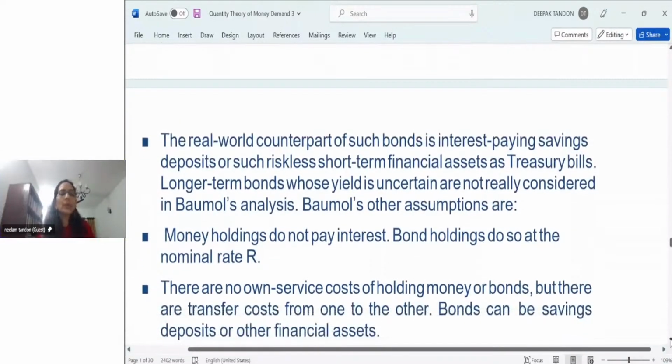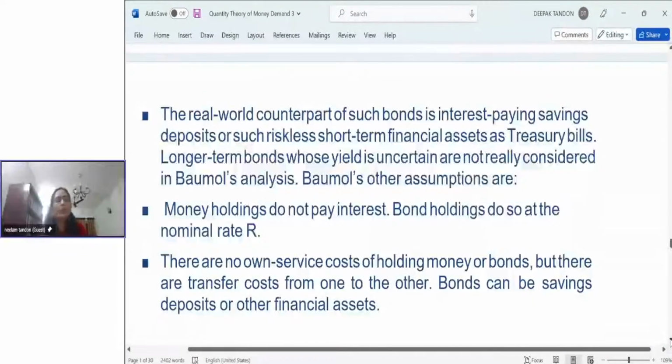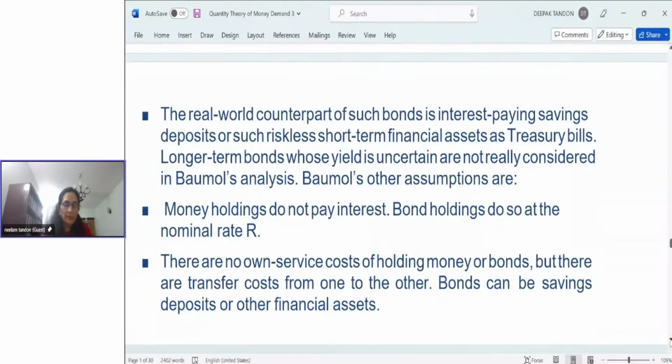Okay, is it clear? So in the real world today, it is not only about bonds, because what Keynes said about bonds is the only option as investment. But today in this world, you have other investment options also. Short-term financial assets, like you can invest in treasury bills, you can invest in long-term bonds, where the returns may be more uncertain. But these were not considered majorly because they confine themselves to bonds only.